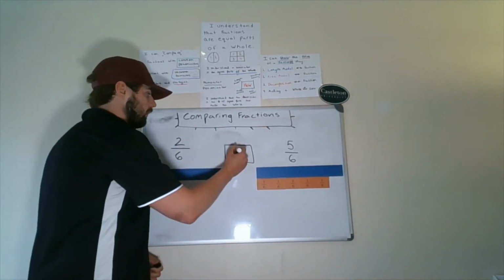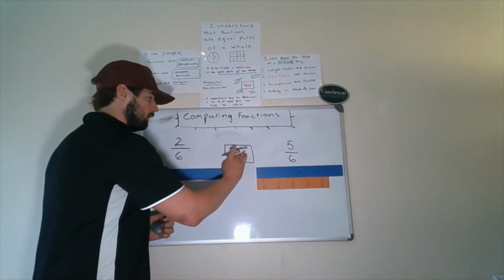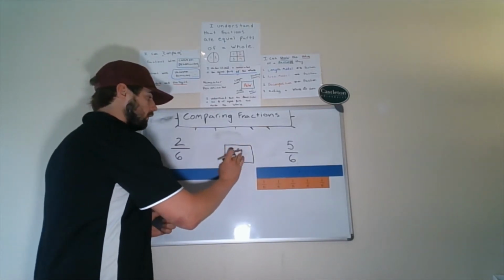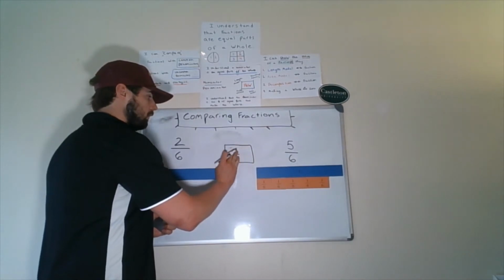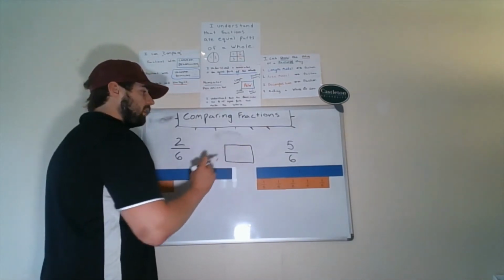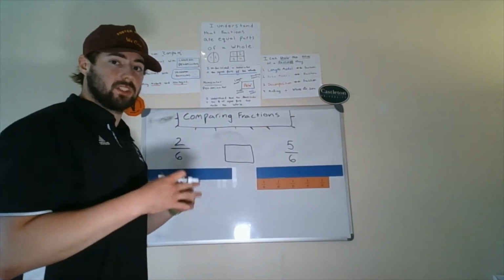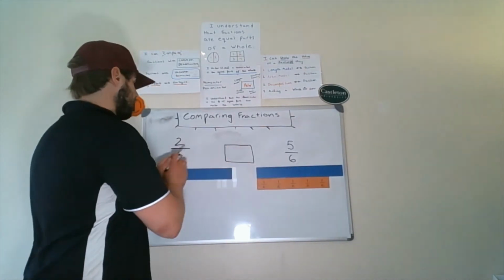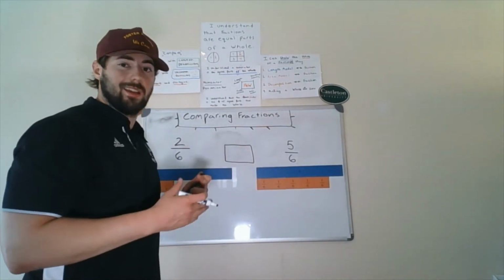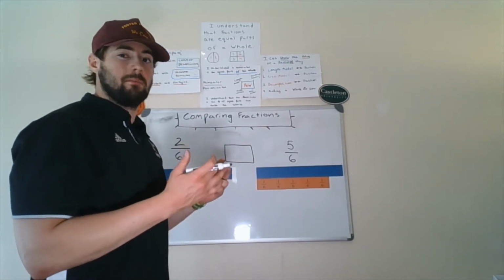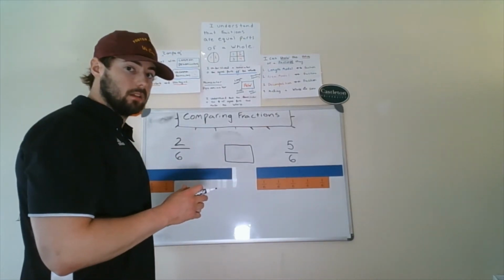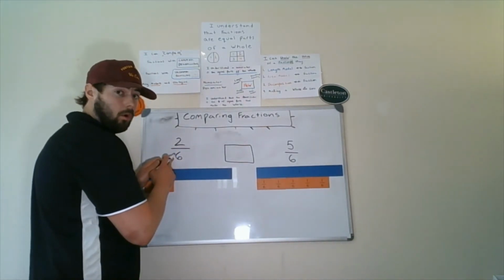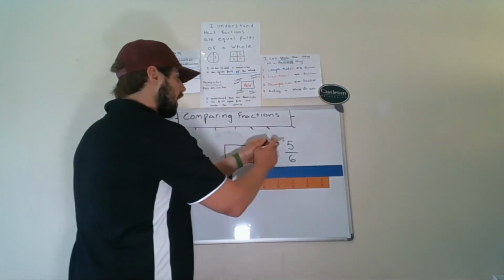Is it greater than, less than, or equal to? So, let's start by looking at the fractions. As we know, we're working with common denominators. 6 and 6 are obviously the same number. They're the same denominator. But when we're comparing, we need to look at not only the parts that make the whole, but also the parts.